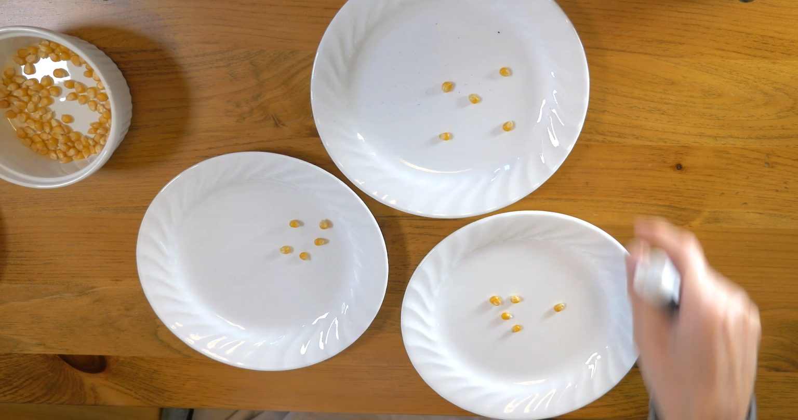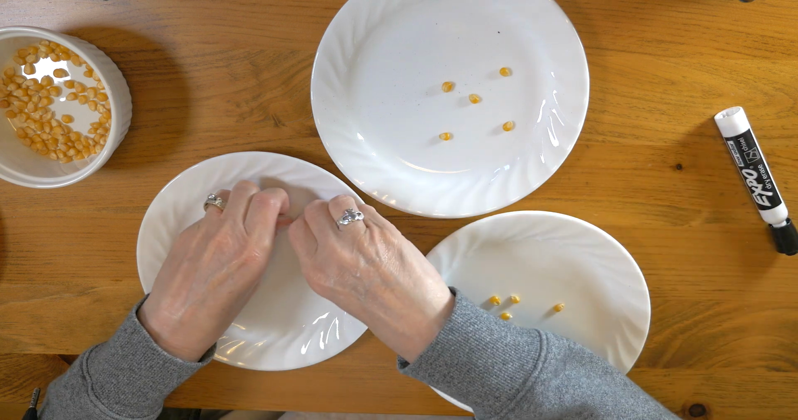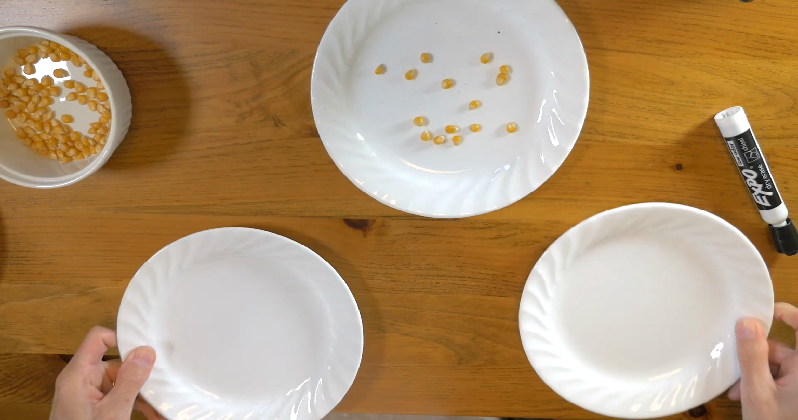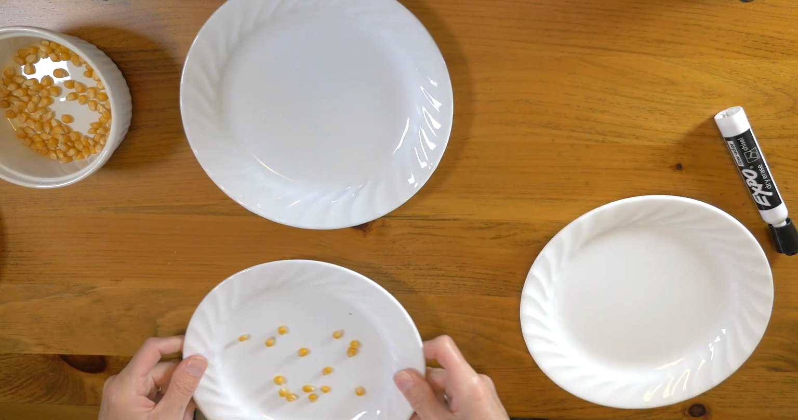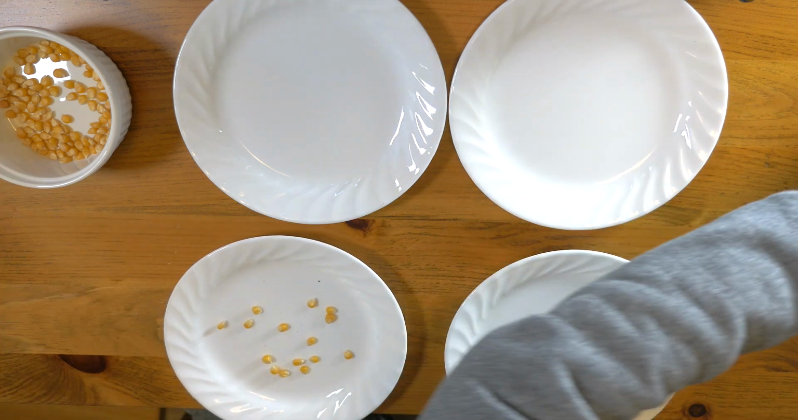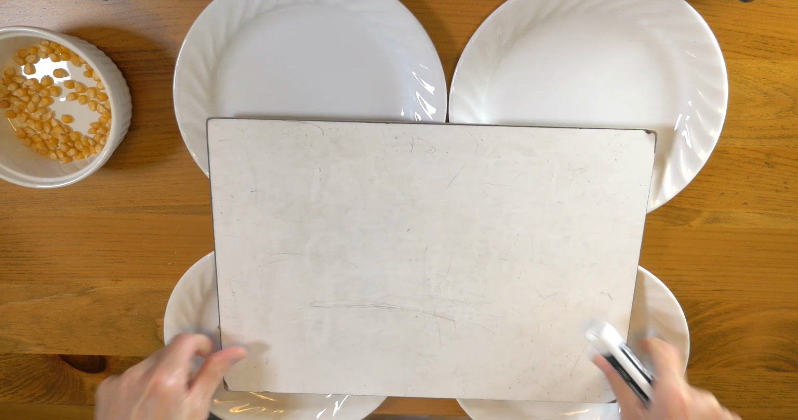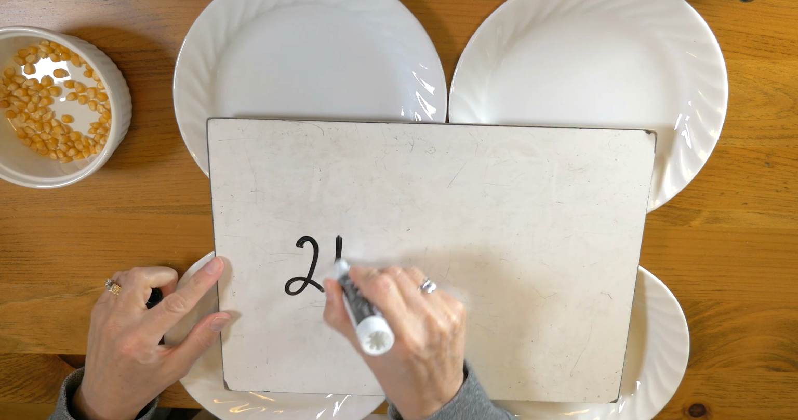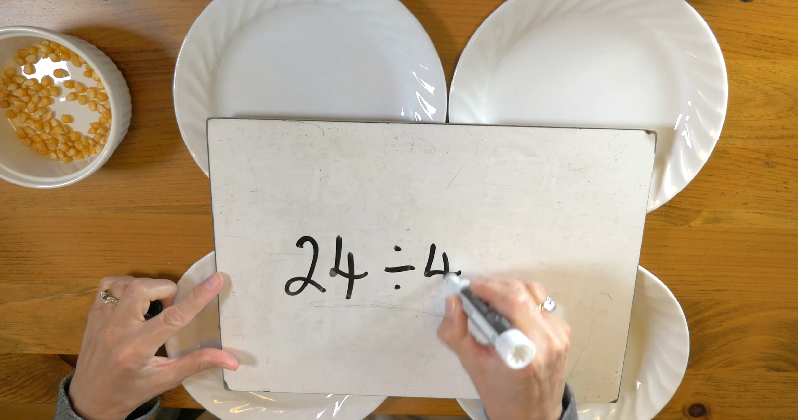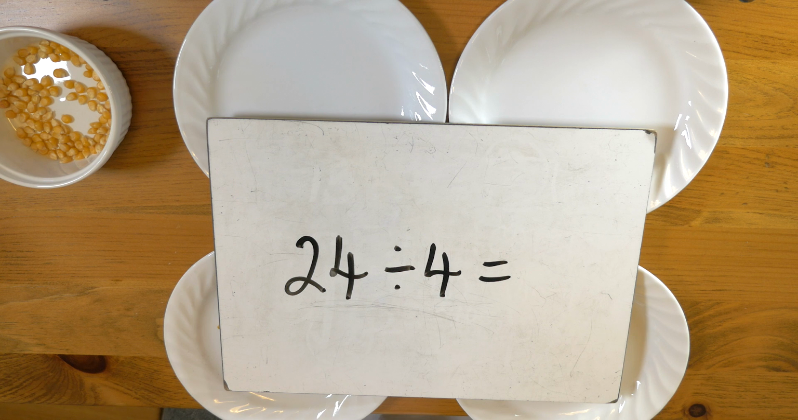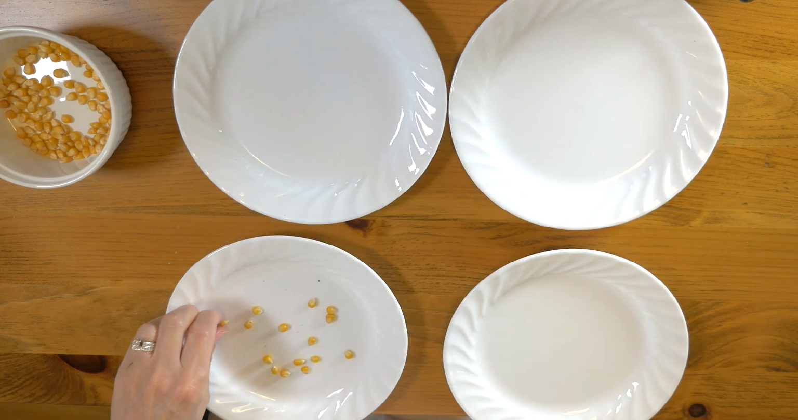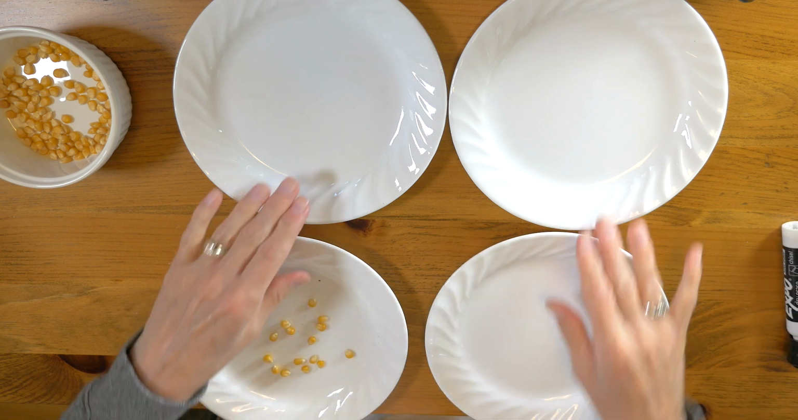Okay, let's see. I don't have too much room here, so let's try putting all these here. I'm gonna do 4 groups. I'm gonna do 24 kernels. That's my total, remember? Into 4 groups. What will be in each group? That's going to be my answer. Let's find out. So remember, I had 15 here.